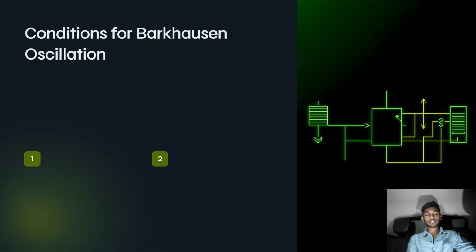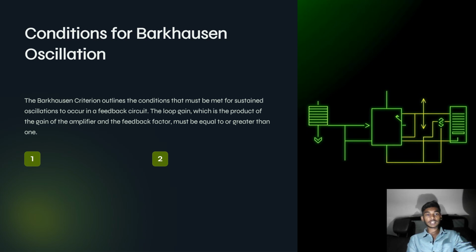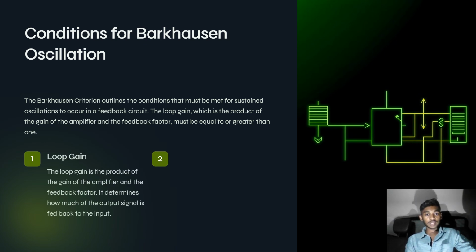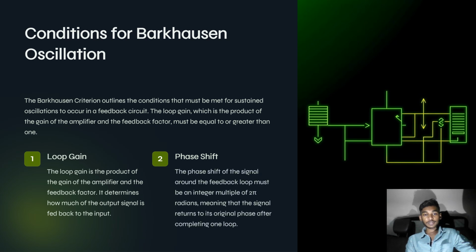Condition for Barkhausen oscillation. The Barkhausen criterion outlines the conditions that must be met for sustained oscillation to occur in a feedback circuit. The loop gain, which is the product of the gain of the amplifier and the feedback factor, must be equal to or greater than 1. Loop gain is the product of the gain of the amplifier and the feedback factor. It determines how much of the output signal is fed back to the input. Phase shift. The phase shift of the signal around the feedback loop must be an integral multiple of 2 pi radians, meaning that the signal returns to its original phase after completing one loop.